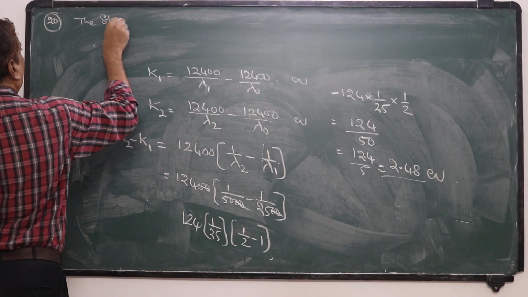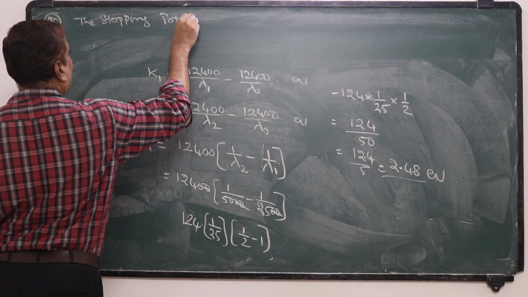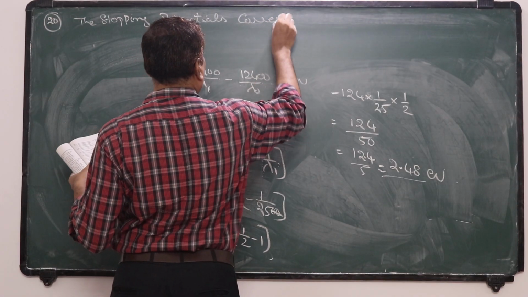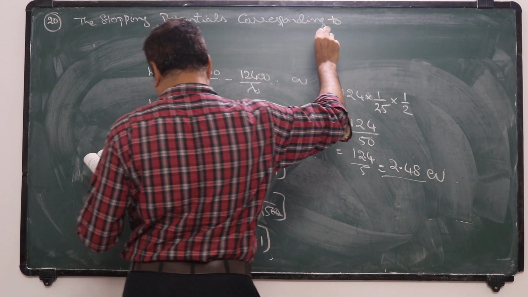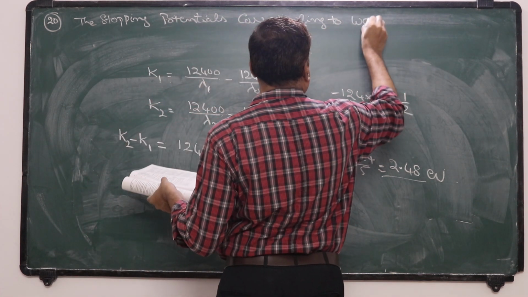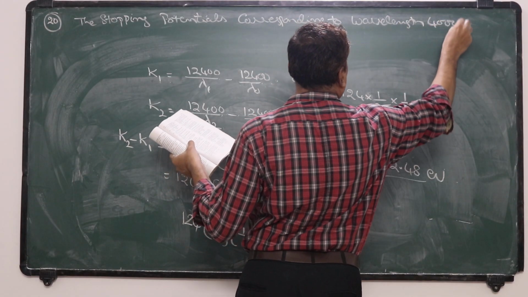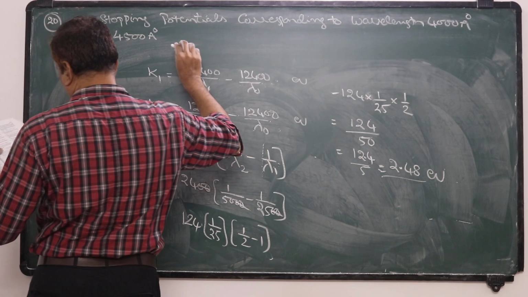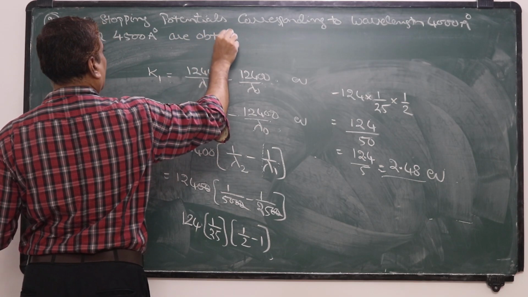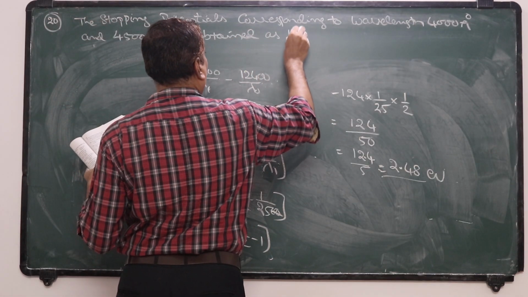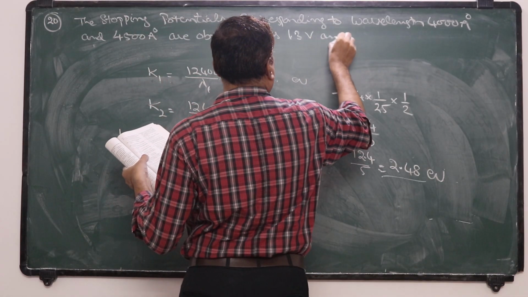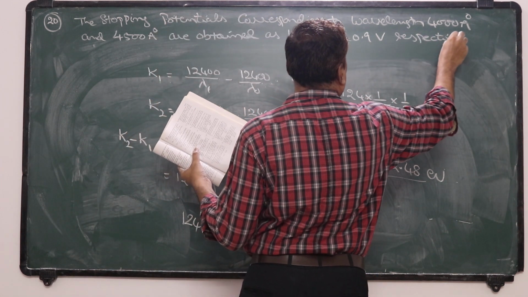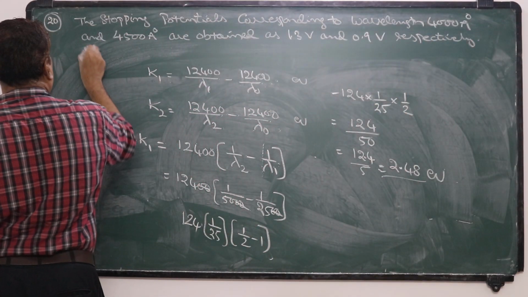The stopping potentials corresponding to wavelengths 4000 Armstrong and 4500 Armstrong are obtained as 1.3 volt and 0.9 volt respectively. The work function of the metal is?